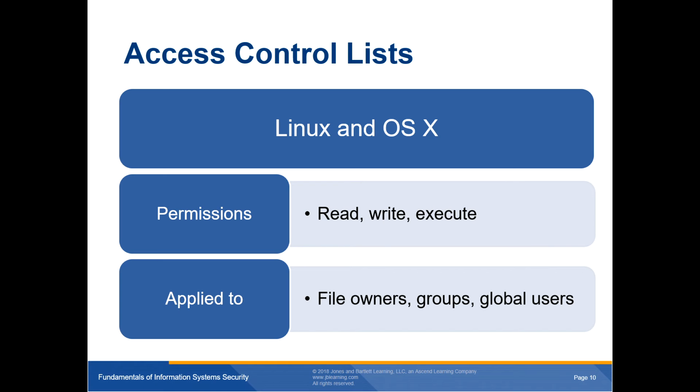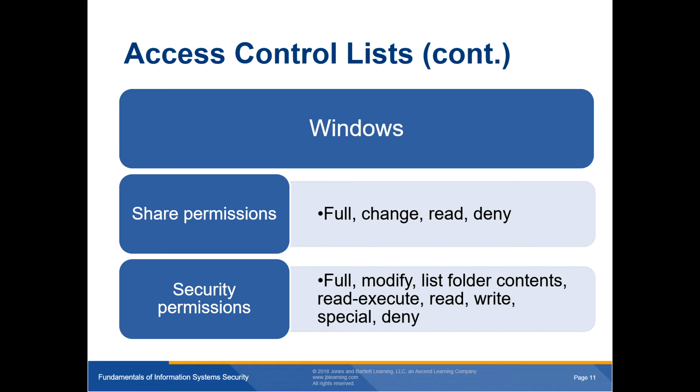Now, access control lists. In Linux and OS X, the permissions are read, write, and execute, and they're applied to file owners, groups, and global users. Windows has both share permissions and security permissions, both of which enable access control lists to define access rules. Share permissions are used to get to resources by a network share. Security permissions are used to get to resources when the user is logged on locally.